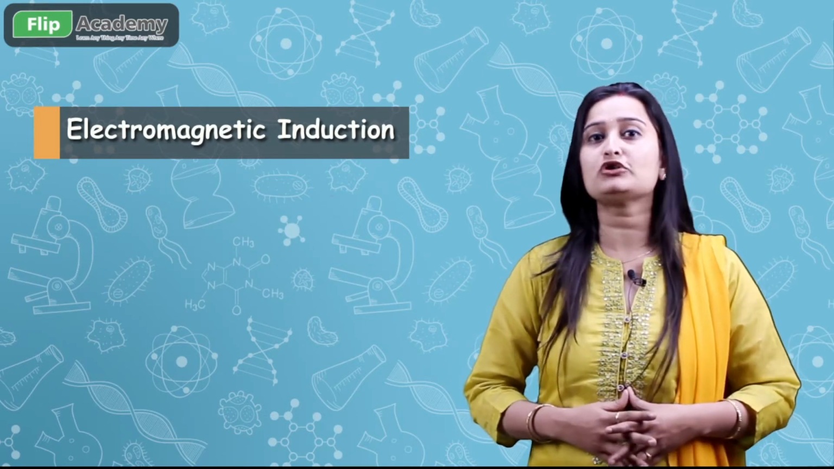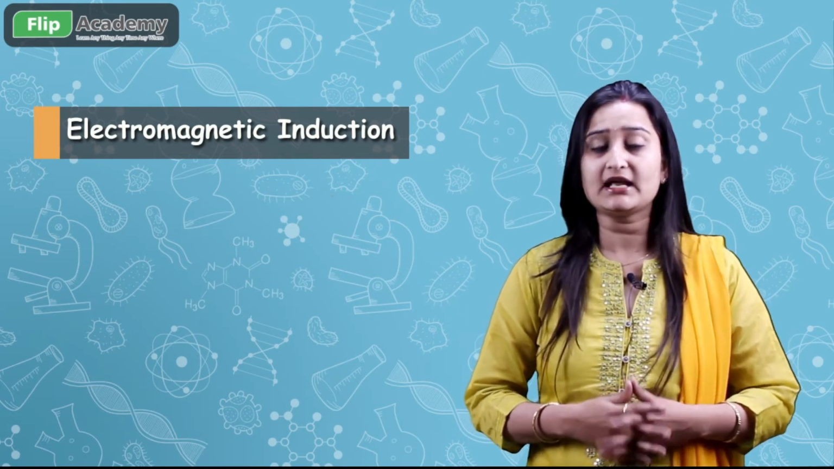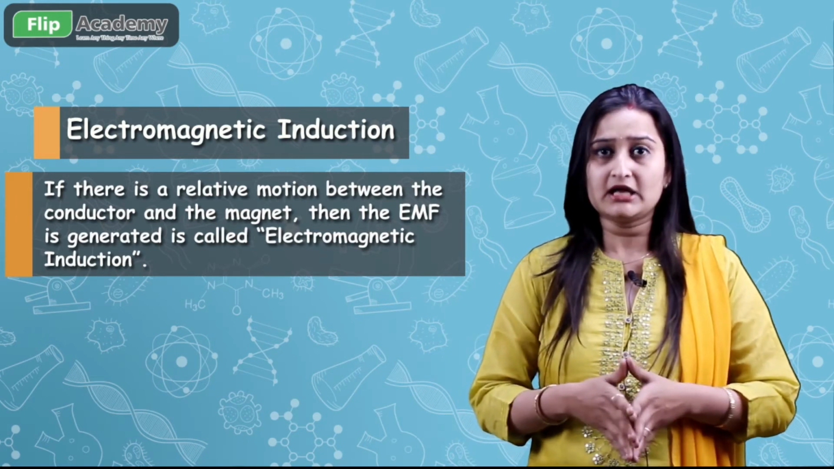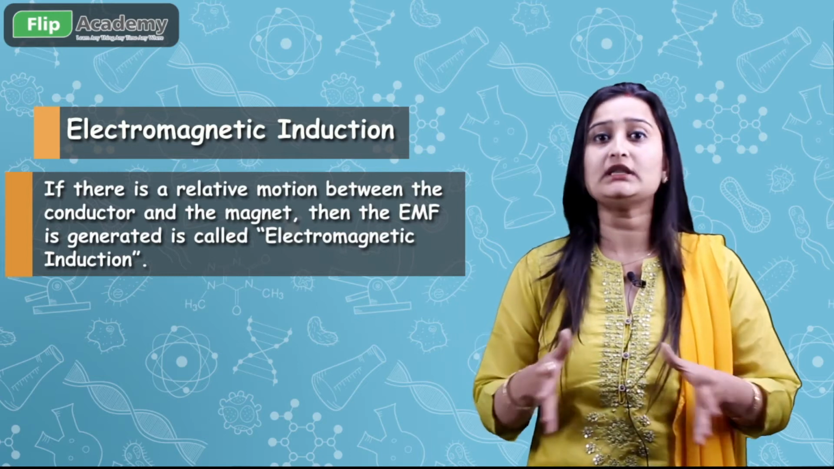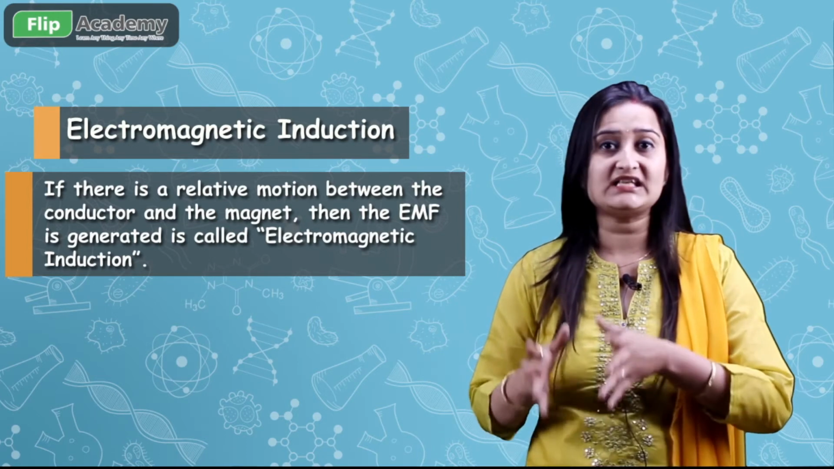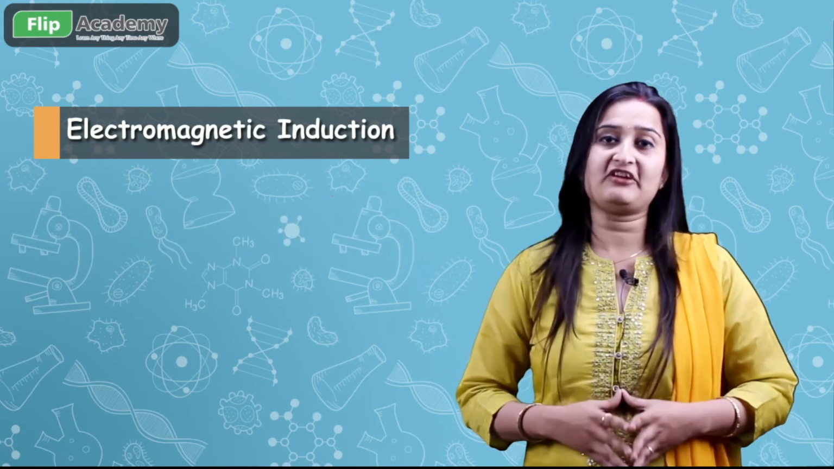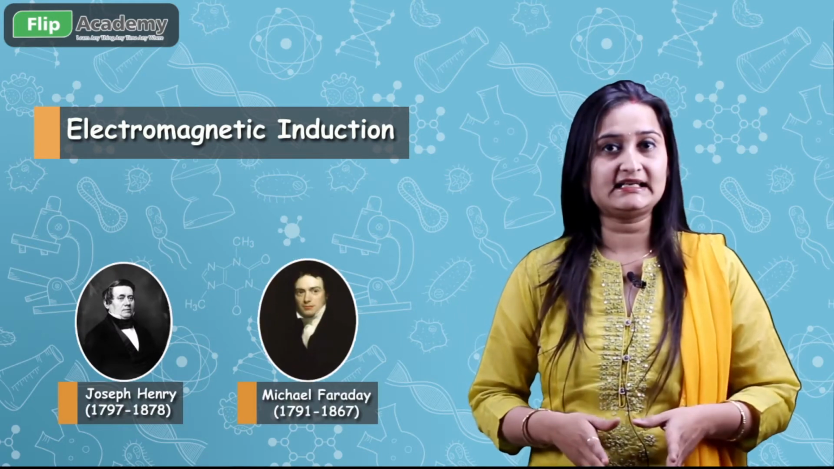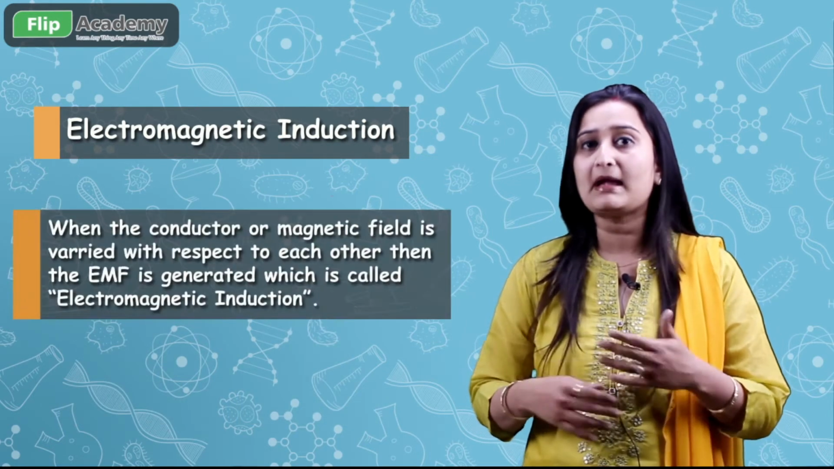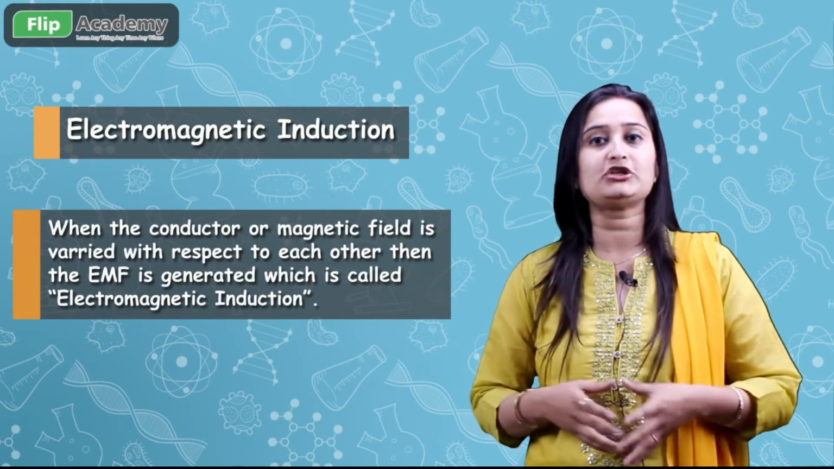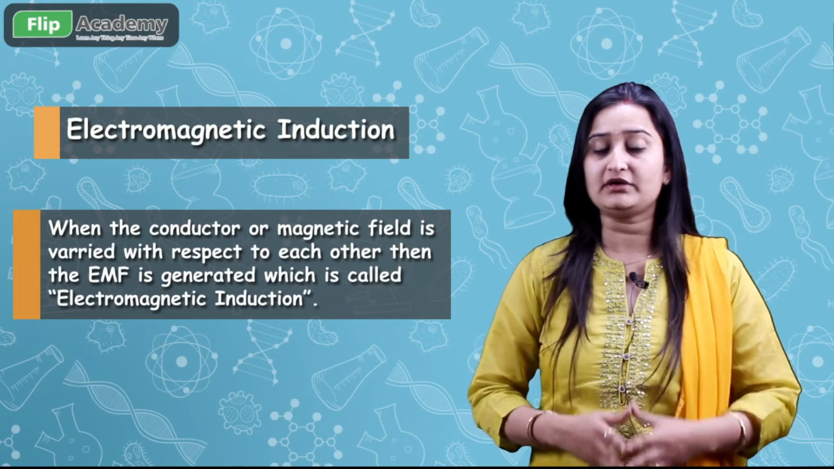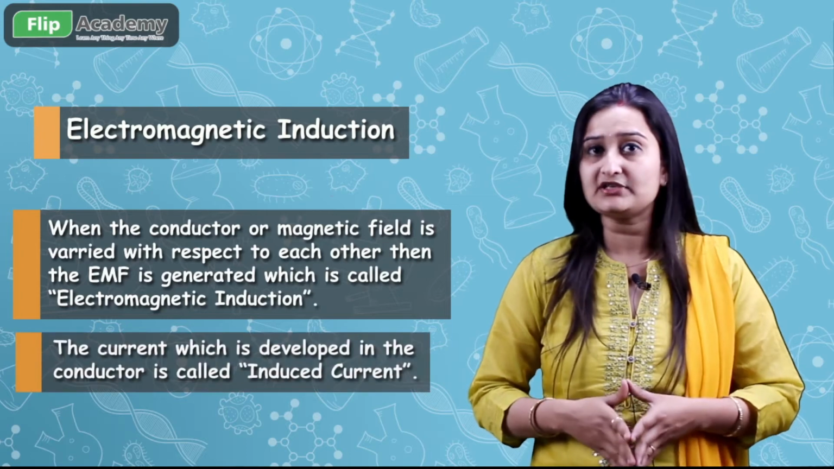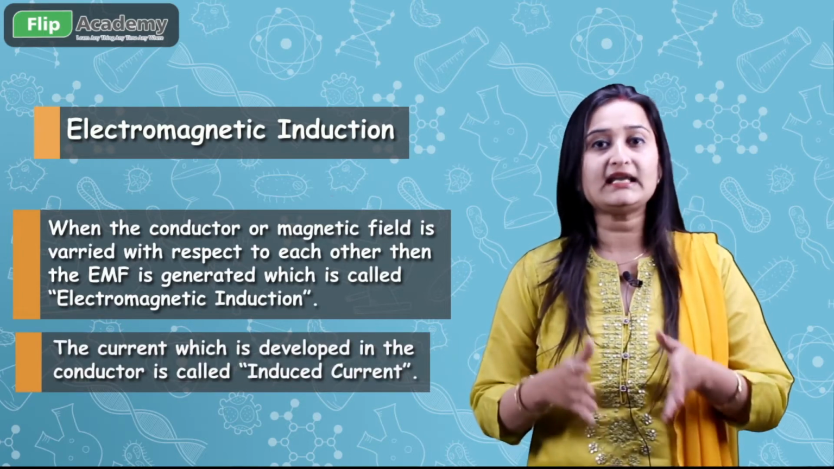In other words, we can also study electromagnetic induction as a relative motion between the conductor and the magnet. Due to this relative motion between the two, an electromotive force is developed in the conductor. There are two famous scientists who proposed this law, Henry and Faraday. They proposed that when the conductor or the magnetic field is varied with respect to each other, the EMF is generated, which is called electromagnetic induction. The current developed in the conductor is called the induced current.